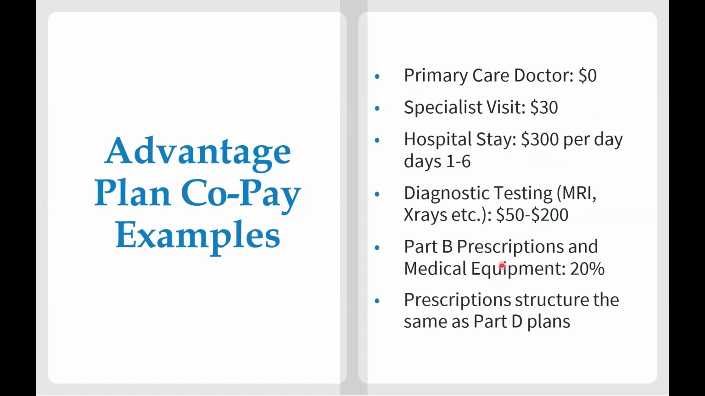Part B prescriptions are prescriptions that are administered in the doctor's office or in the hospital. These would be like infusions or injections, and you pay 20% of the cost on that. And then again, regular prescriptions that you pick up at the pharmacy are structured very similar to the Part D plans on traditional Medicare.